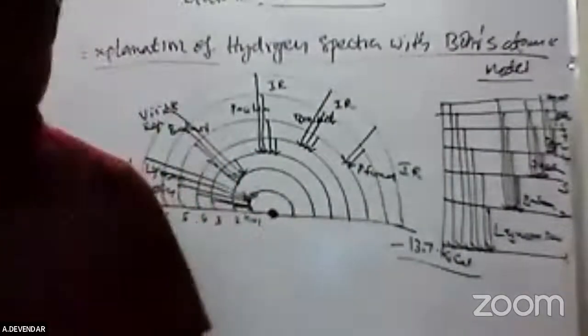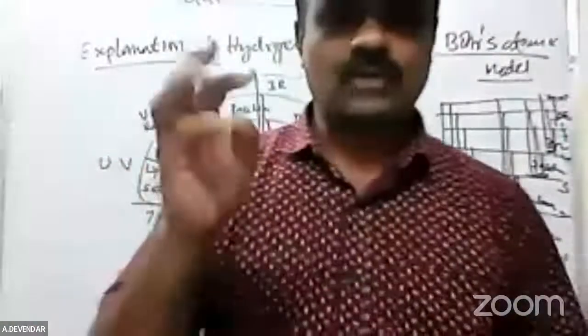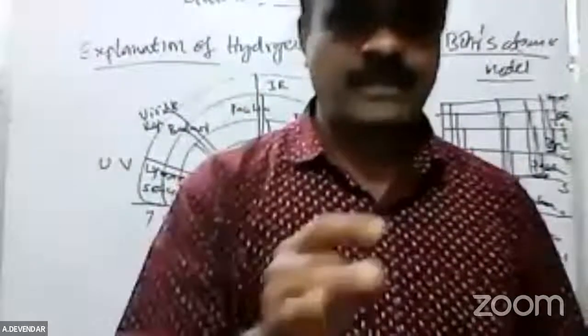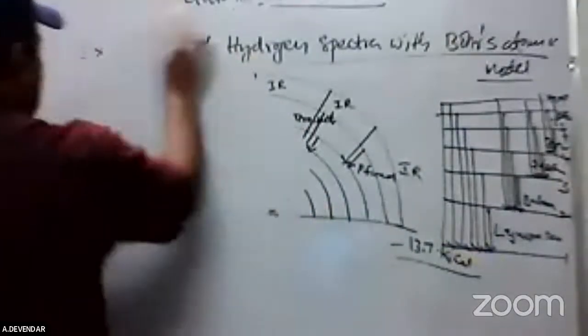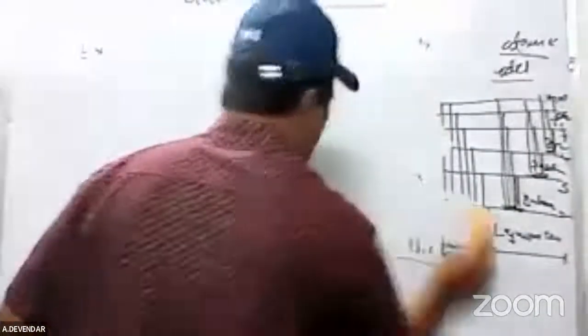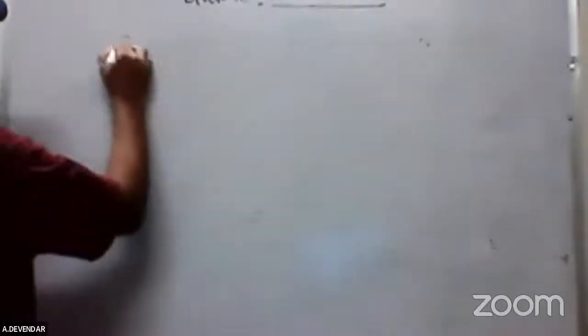It is also very, very important for you. So these atomic models are over: Rutherford atomic model, Bohr's atomic model, hydrogen spectra, and explanation of hydrogen spectra with Bohr's atomic model. These are all our essay type questions. Now coming to one more essay type question, that is quantum numbers.